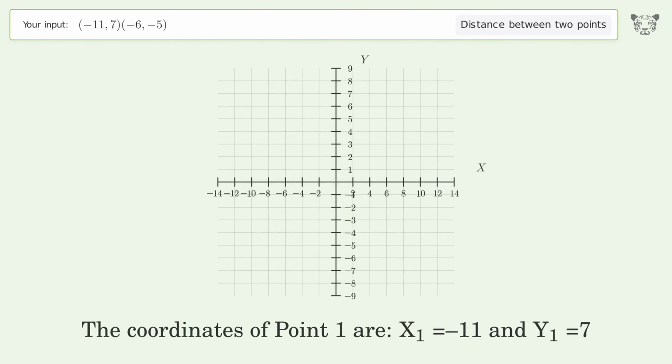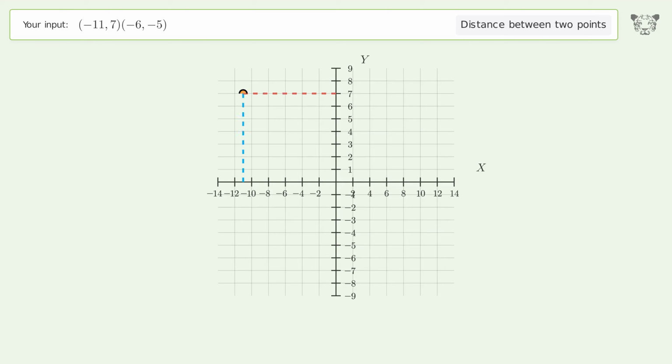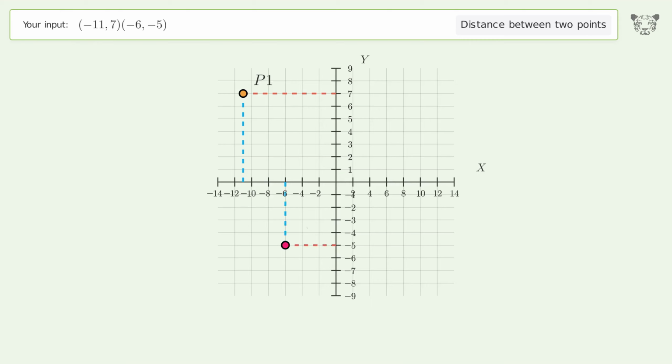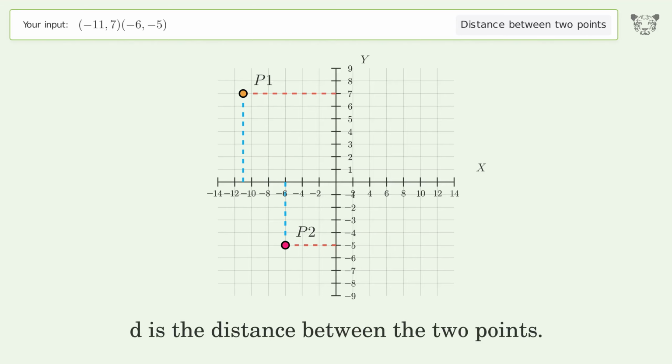The coordinates of point 1 are, x1 equals -11 and y1 equals 7. The coordinates of point 2 are, x2 equals -6 and y2 equals -5. D is the distance between the 2 points.